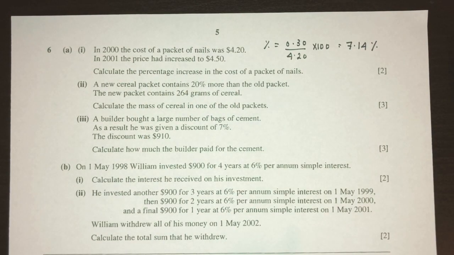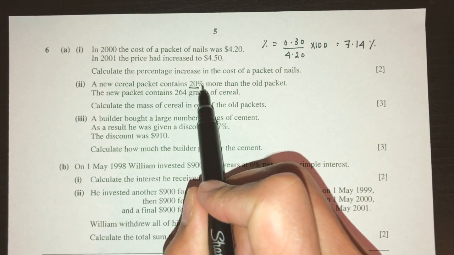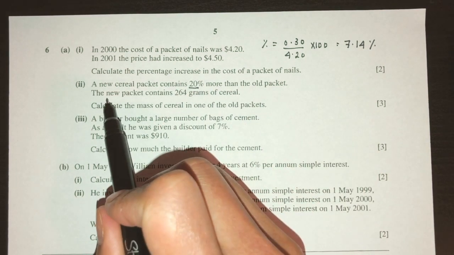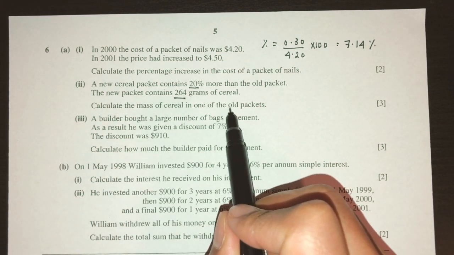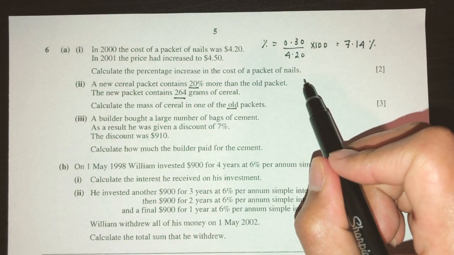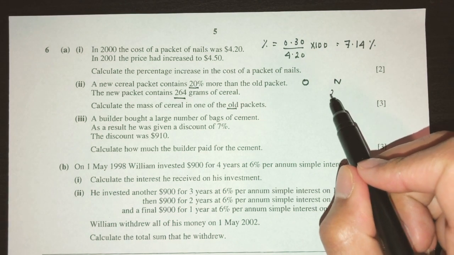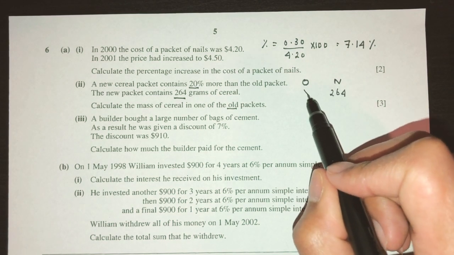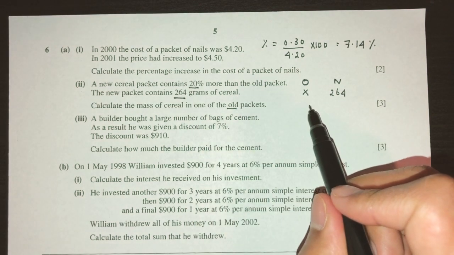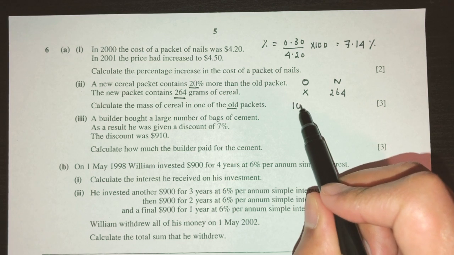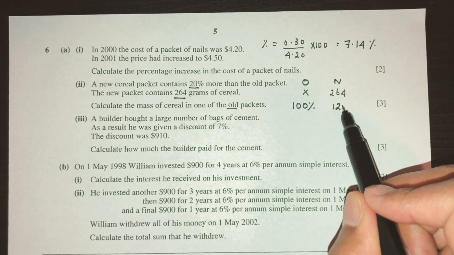Correct to 3SF. Now part 2, a new cereal packet contains 20% more than the old packet. The new packet contains this much. Calculate the mass of the old packets. So pretty easy. Let's say this is old and this is new. We know the new one is 264 and the old one we don't know. Now we know that it was increased by 20%. If you increase, the initial amount we always call 100%. If you increase by 20%, this will be 120%, right?